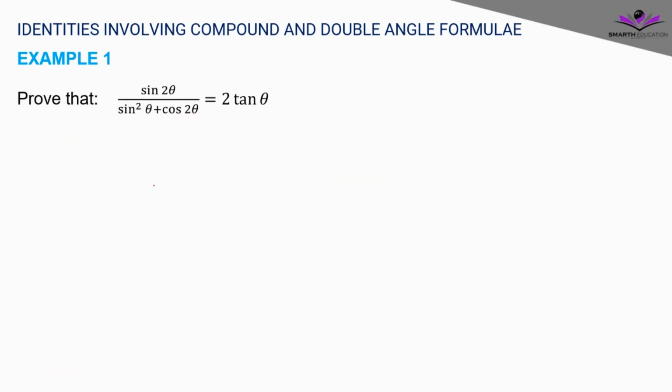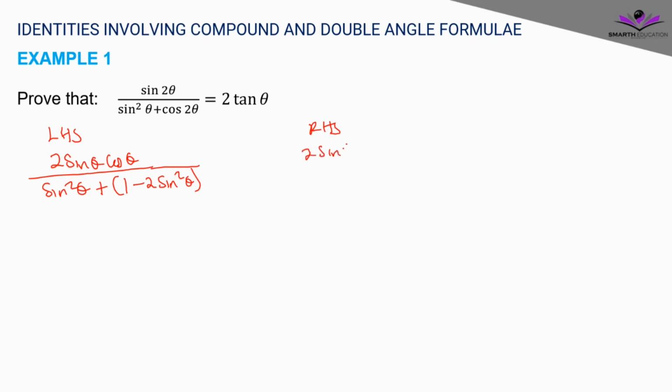So we have our left-hand side and our right-hand side. Sine 2 theta, we say it is 2 sine theta cos theta, and then sine squared theta, then plus, and then we're saying this one, 1 minus 2 sine squared theta. Then this side we have 2 sine theta over cos theta. Now we have sine squared theta there. Okay, how can we get cos theta from those? Alright, so what do we do?